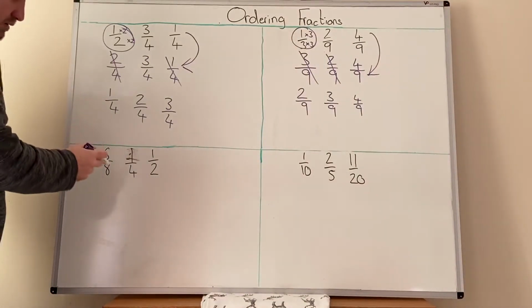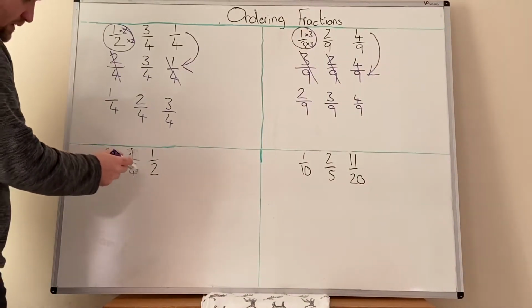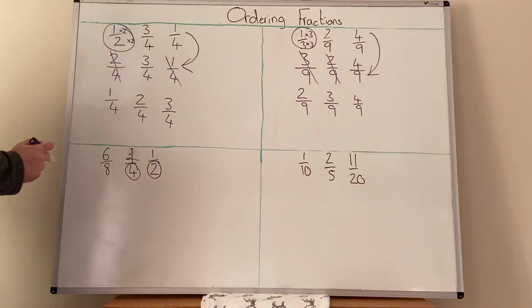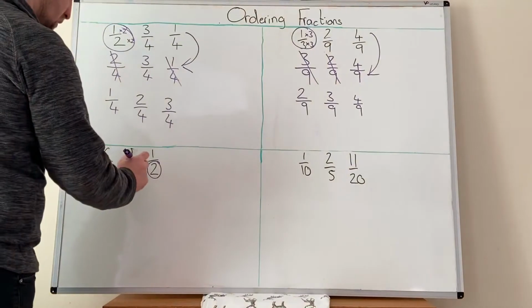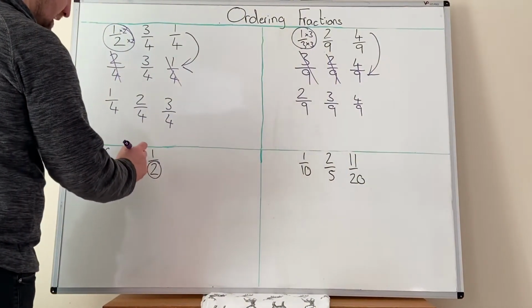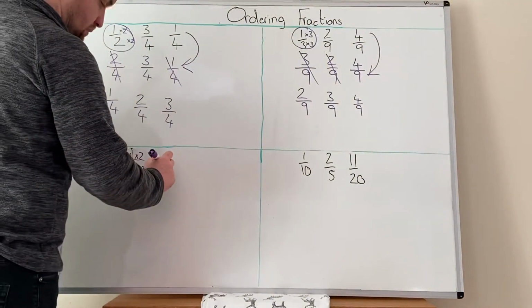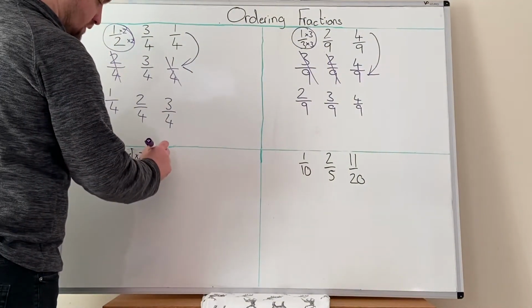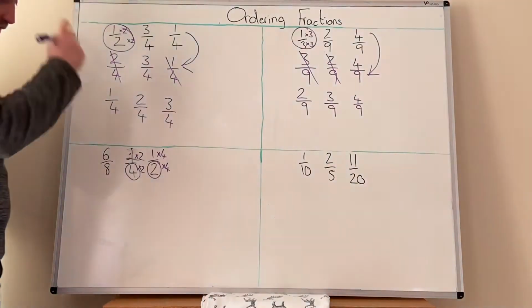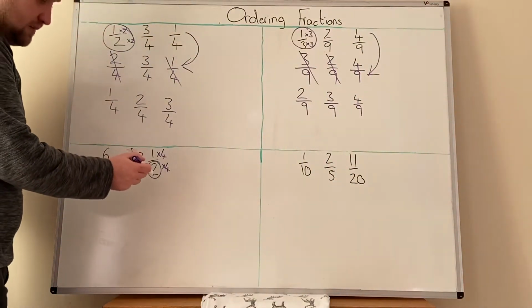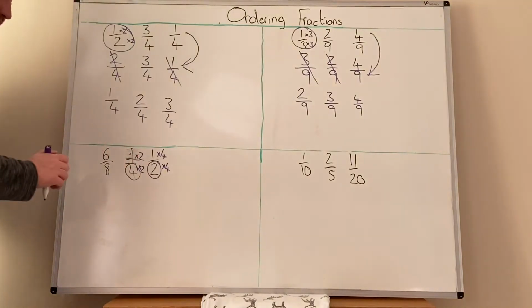Okay, now what can we do with 4 and 2 to get to 8? We can times this one by 2, so we times that by 2, and we times that by 2, and we times this one by 4. Why are we timesing this one by 4? Because we need to get 2 to 8. Whatever we do to the bottom number, the denominator, we must do to the numerator.